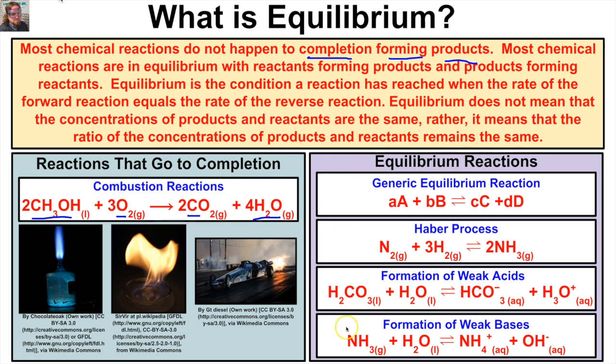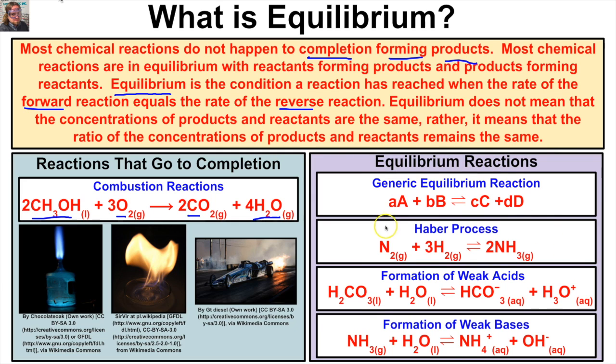Most chemical reactions are like this kind right here. They're equilibrium reactions, where reactants are forming products, as we see by the forward arrow, but products are also reacting with one another to produce reactants, as we see with the reverse arrow. And so it says right here that equilibrium is the condition a reaction has reached when the rate of the forward reaction equals the rate of the reverse reaction. And equilibrium does not mean that the concentrations of products and reactants are the same. Rather, it means that the ratio of the concentrations of products and reactants are the same.